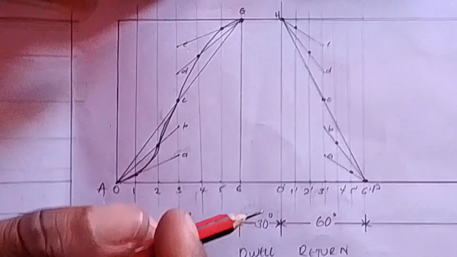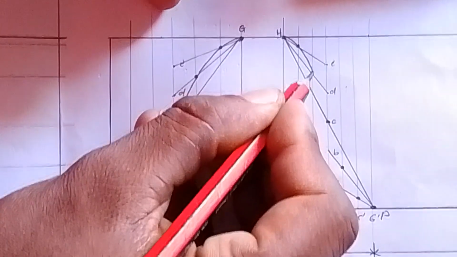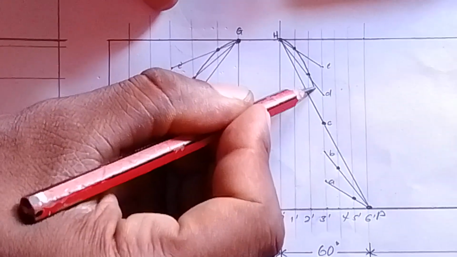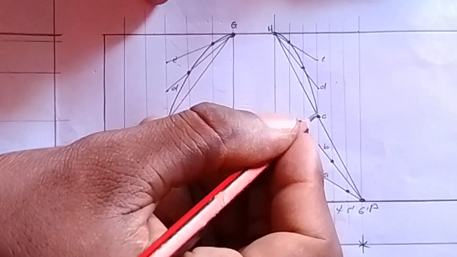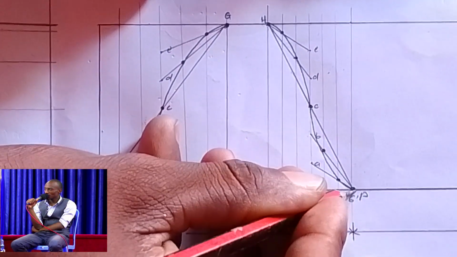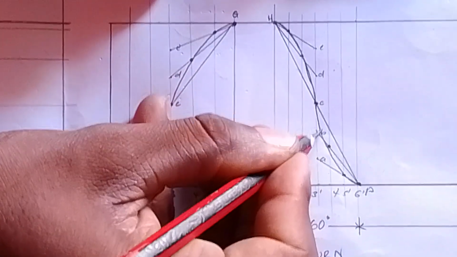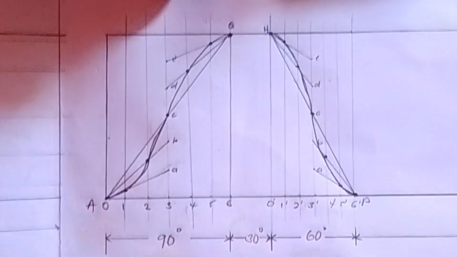Then I want now to draw the parabolic curve. So standing here, you draw your parabolic curve like this. Like that. So you can see very well you've been able to establish these points.